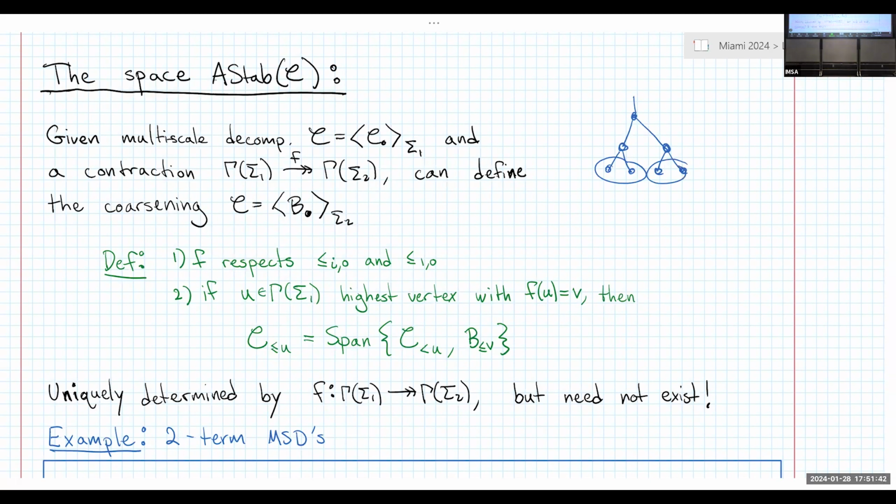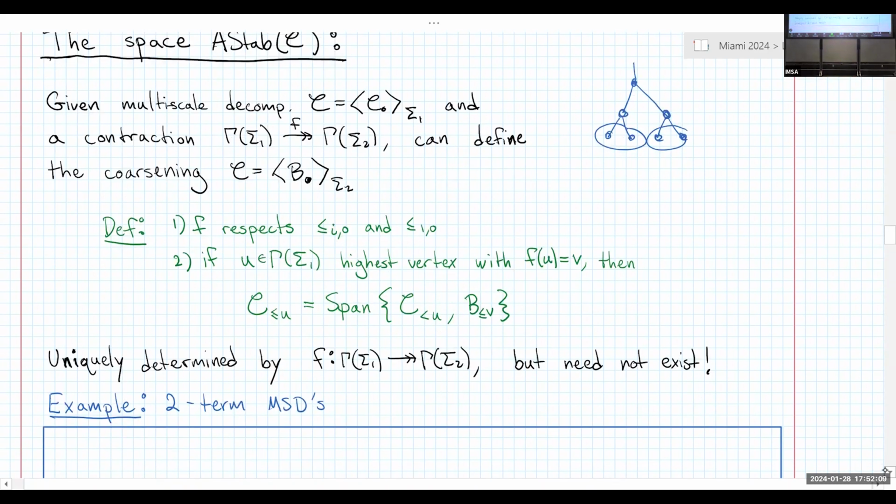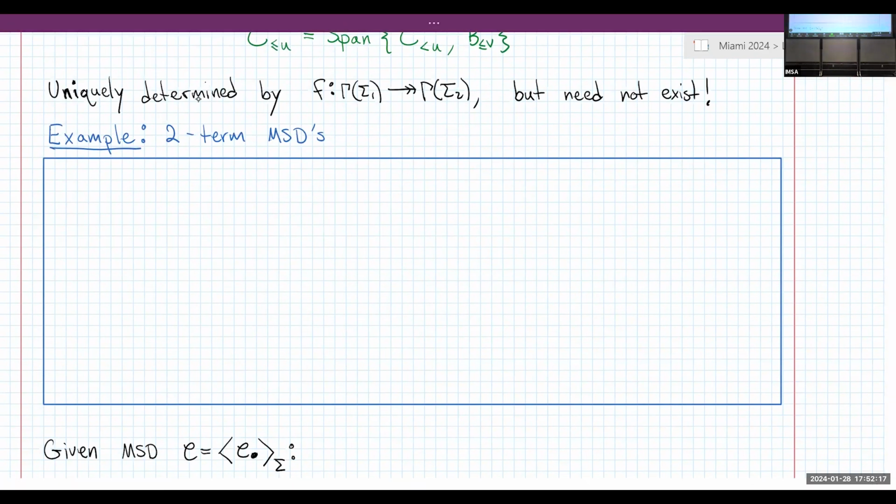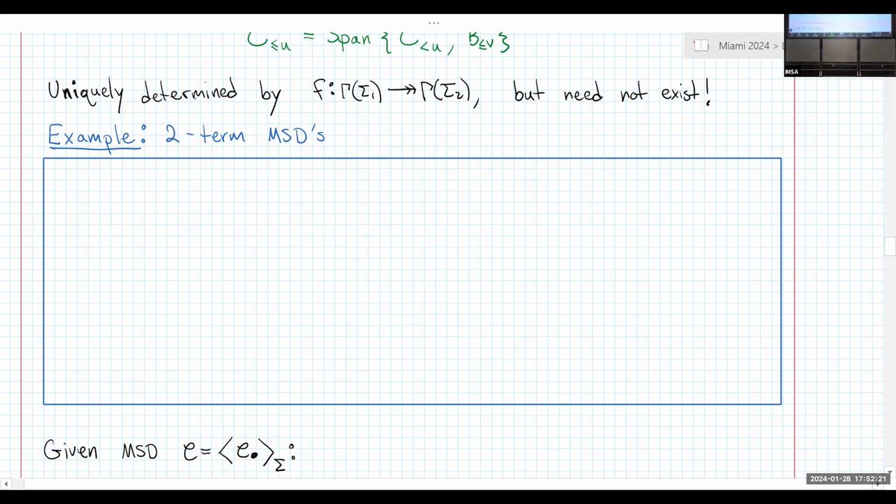So I'd like a notion of coarsening, and there is such a notion. The definition is maybe a little bit hard to digest, but the point is that for any contraction of the dual graph, it's possible to define a coarsening, but the coarsening need not exist. It is uniquely determined by the contraction. It is a coarser decomposition of the category in some sense, but it doesn't have to exist, and there's basically a categorical obstruction. The coarsening is supposed to always take you from a more special situation to a more generic situation. So for a two-term multiscale decomposition, the dual graph has to look like this, and there's just a single number, basically alpha.